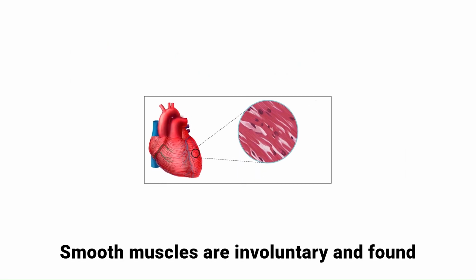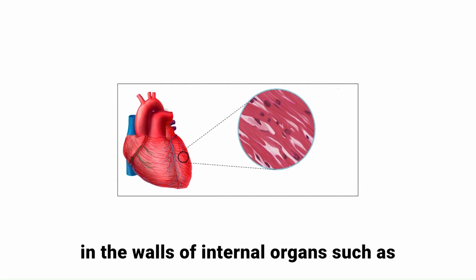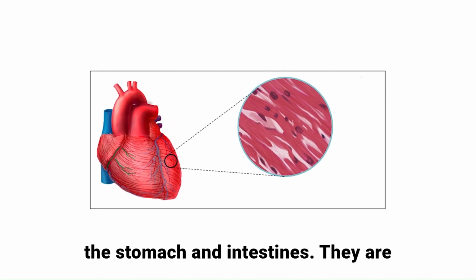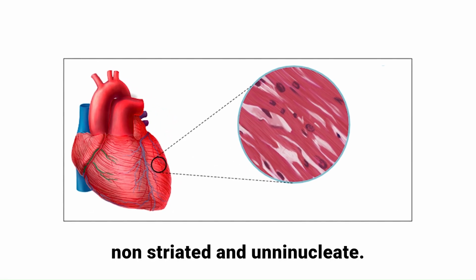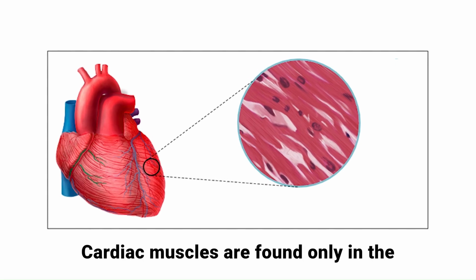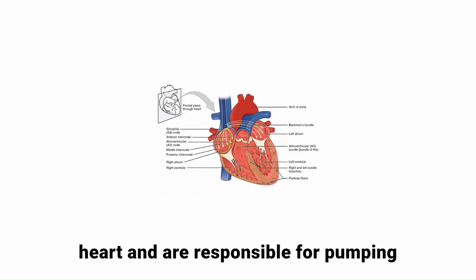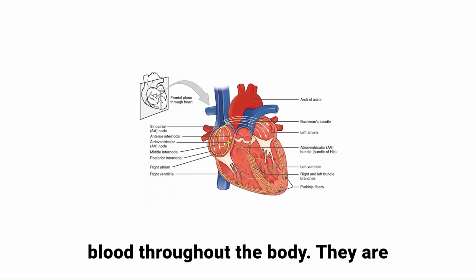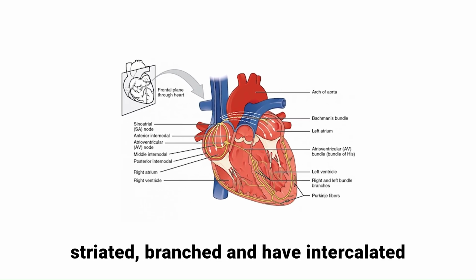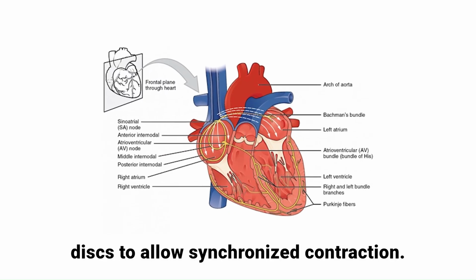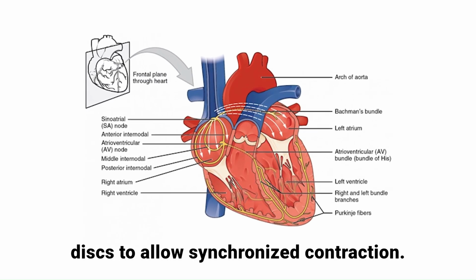Smooth muscles are involuntary and found in the walls of internal organs such as the stomach and intestines. They are non-striated and uninucleate. Cardiac muscles are found only in the heart and are responsible for pumping blood throughout the body. They are striated, branched, and have intercalated discs to allow synchronized contraction.